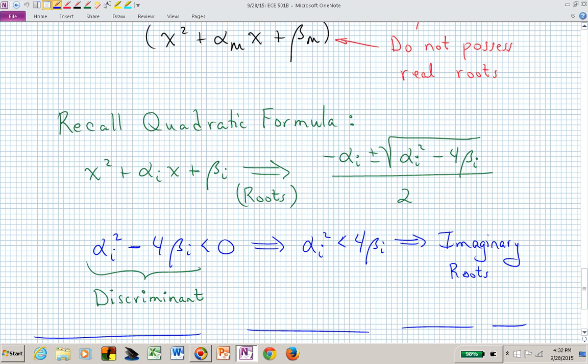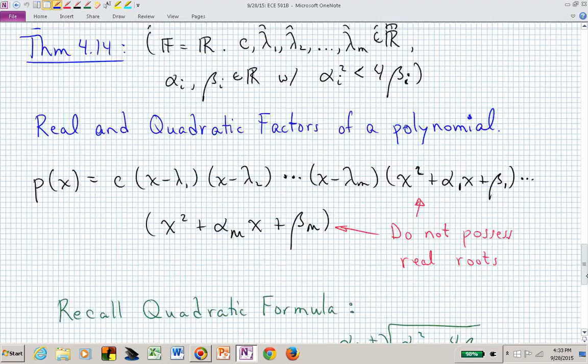And that's actually the condition in that earlier theorem. If alpha sub i squared is less than 4 beta sub i, then that quadratic would result in complex roots, and that doesn't live in the set of real numbers. And so we can't break that polynomial p of z or p of x down any more than those quadratic factors or terms. Questions on that? That's chapter 4.